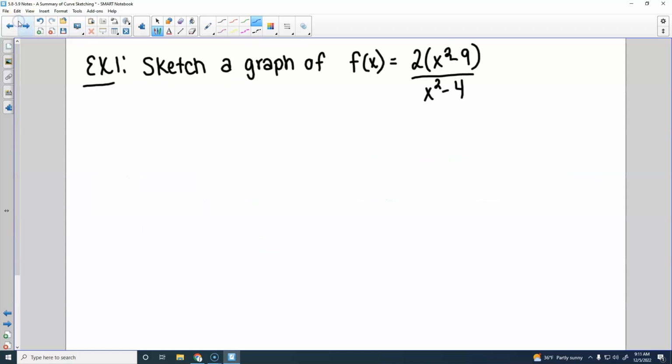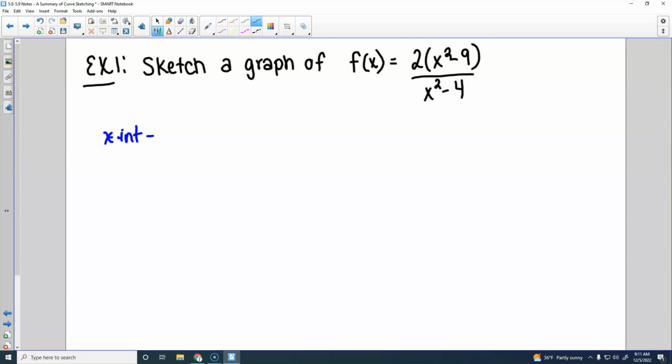Okay, so here's our big curve sketch problem. This is going to take us a little while to do. We're going to find everything we can find about this particular function. Okay, so we're going to go all the way back to pre-cal and just think about what we can figure out about this. So let's do x-intercepts.